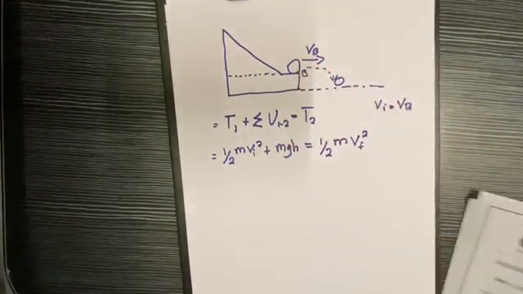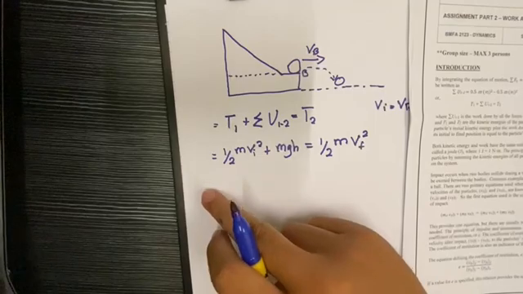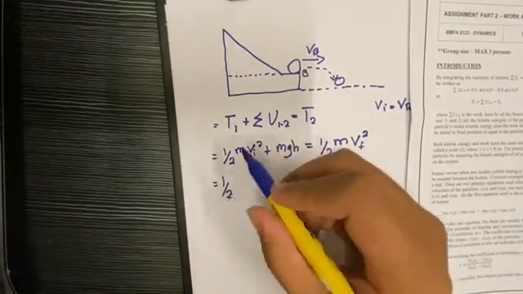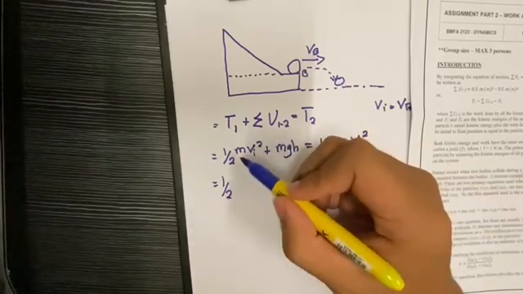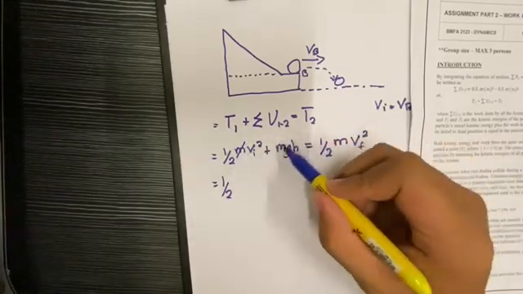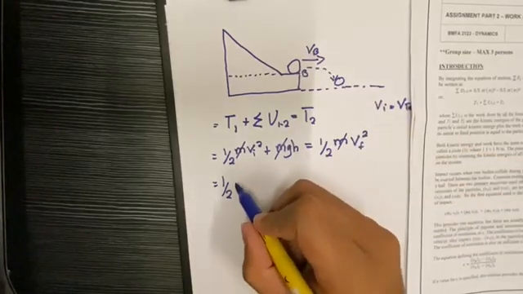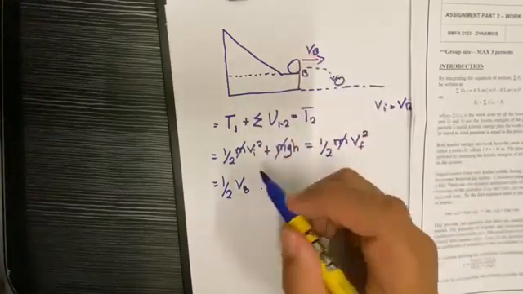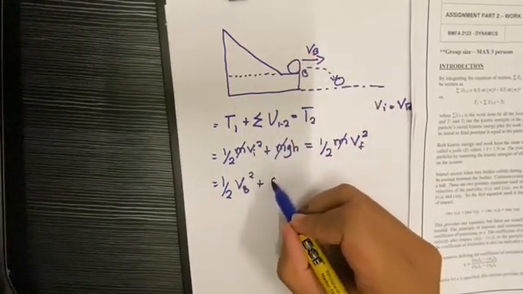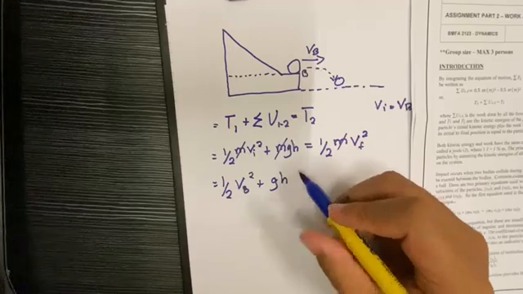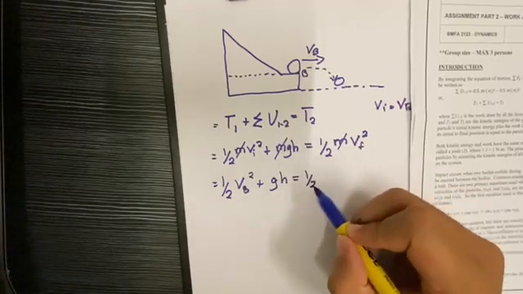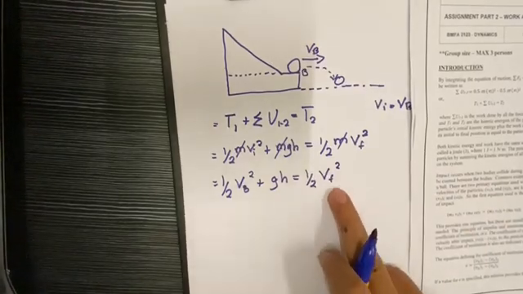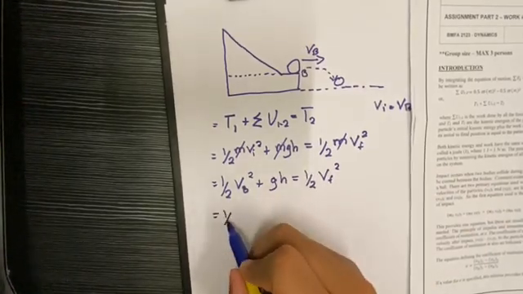So we just put in the value. Half m, because m is constant, so we can ignore the m. So the equation will be VB squared, because V initial is VB, plus gravity times height equals half V final squared. We want this V, so we just input the values.